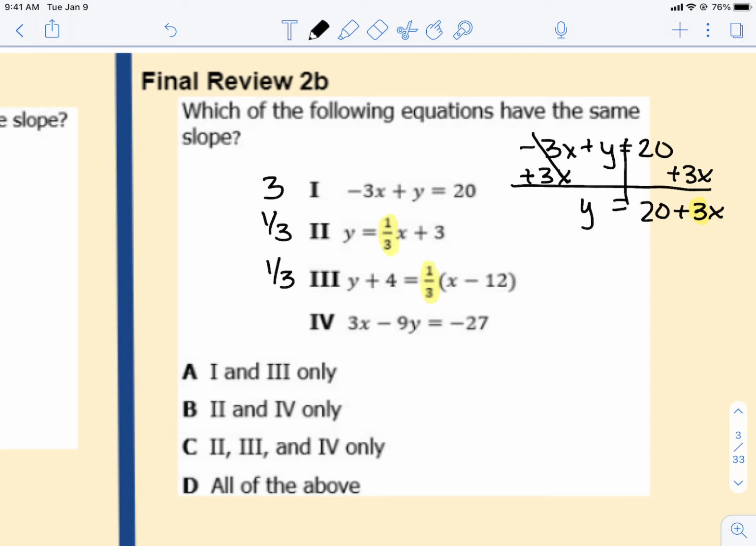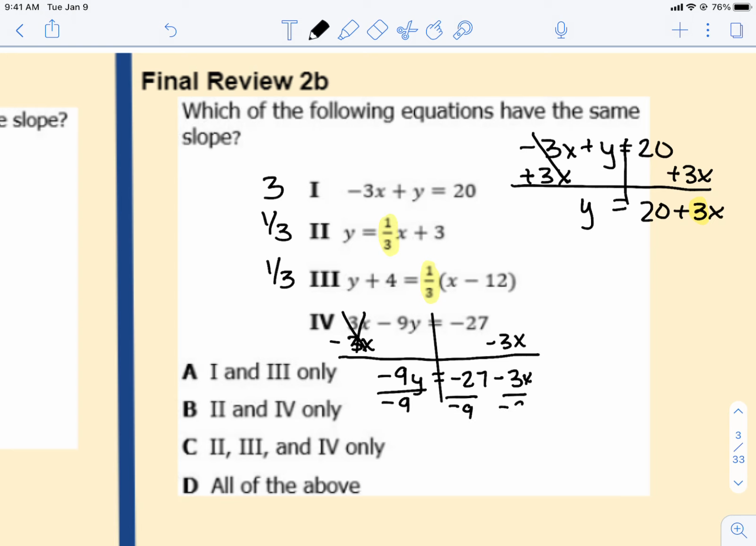And the last one is another standard form one, so I need to solve for y. So I'm going to subtract 3x from both sides. So those cancel out. I get a negative 9y is equal to a negative 27 minus 3x. I'm going to divide everything by negative 9. I get y equals negative 27 divided by negative 9 is a positive 3. Negative 3x divided by negative 9 is a positive 1/3 x. It is now in slope-intercept form, and I know my slope is 1/3. So which ones have the same slope, which is 3 of them, 2, 3, and 4, which is answer choice C.